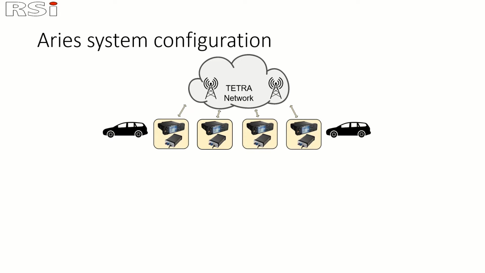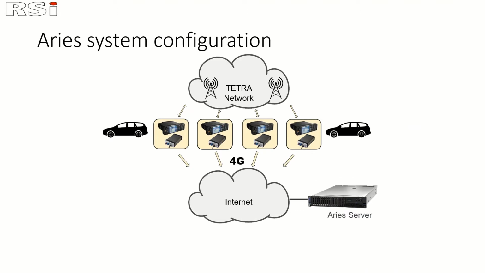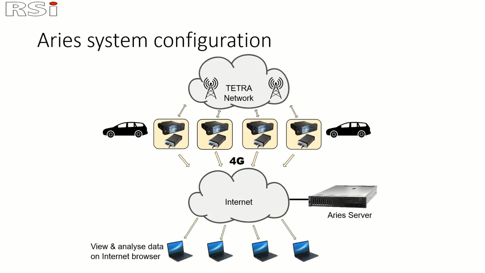These probes send their data back in real time through the internet using a 4G network to the Aries server, which stores the data and allows users to log in to view and analyze the data. The user logs into the server from an internet browser using a secure connection and a password-protected account for each user. A single Aries server can support many hundreds of probes and tens of users logged in simultaneously. Let's log in now to RSI's Aries server and show exactly how it works.